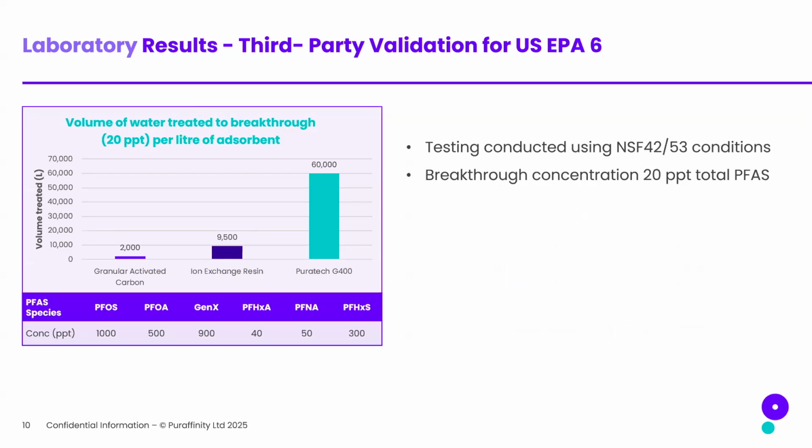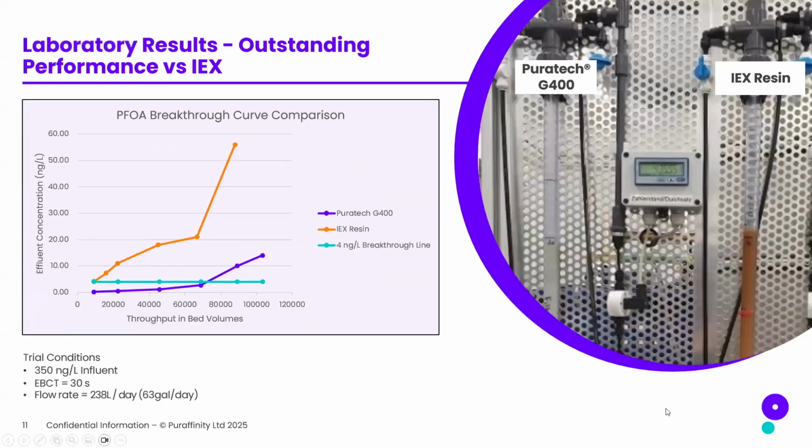I believe we're going to have another webinar at some point on ion exchange, but it's in here in the graph. 9,500 bed volumes, and the PureTech G400 lasted 60,000 bed volumes before reaching the breakthrough point. And again, this is just in relation to an ion exchange resin, which we'll have more data on later. But just to show, this is a 30-second contact time under those conditions, running to a 4 ppt breakthrough, which is the EPA limits. The PureTech material lasted about 70,000 bed volumes, where the ion exchange resin broke through immediately at 30 seconds contact time.